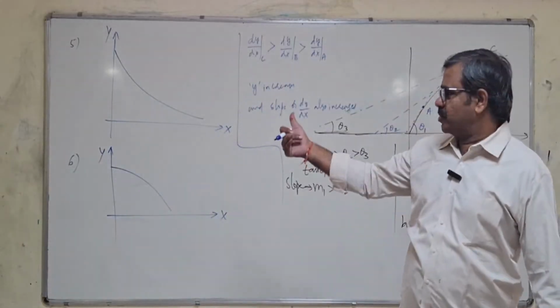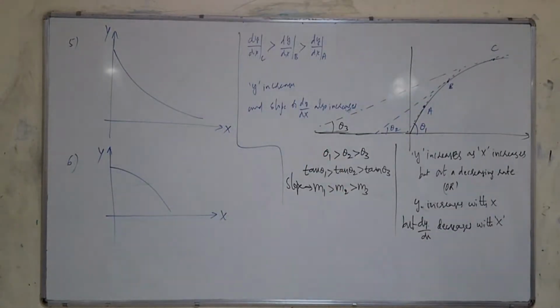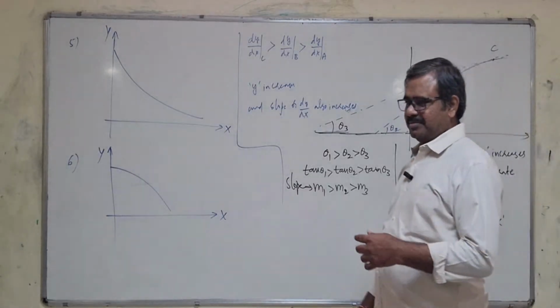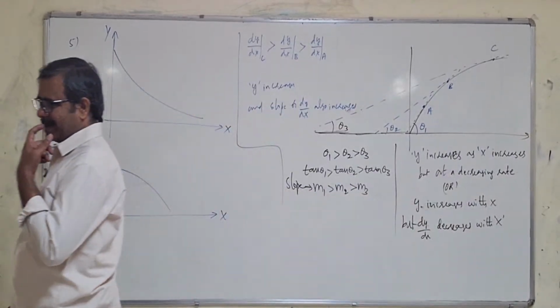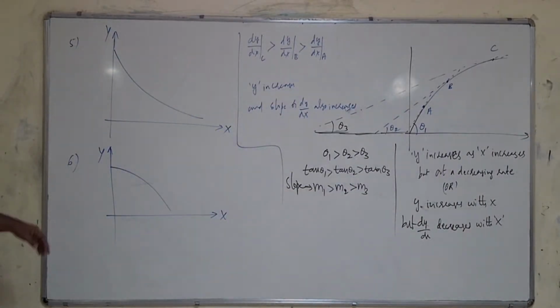Now, you tell me the story of these graphs. As x increases, y decreases. So you're saying dy by dx is positive or negative? Negative. Okay. So y decreases at a constant rate, at a decreasing rate, or increasing rate?